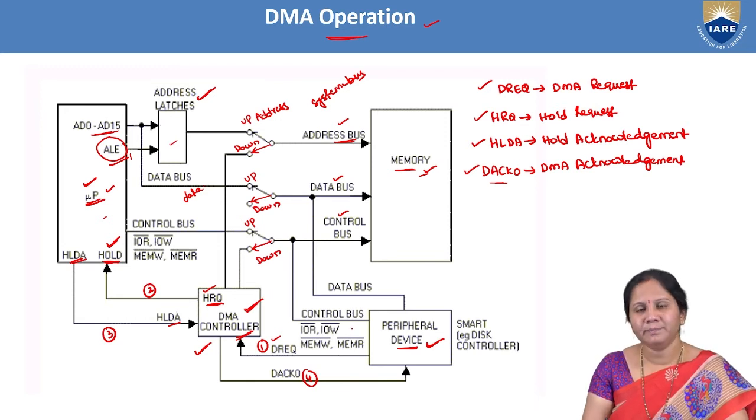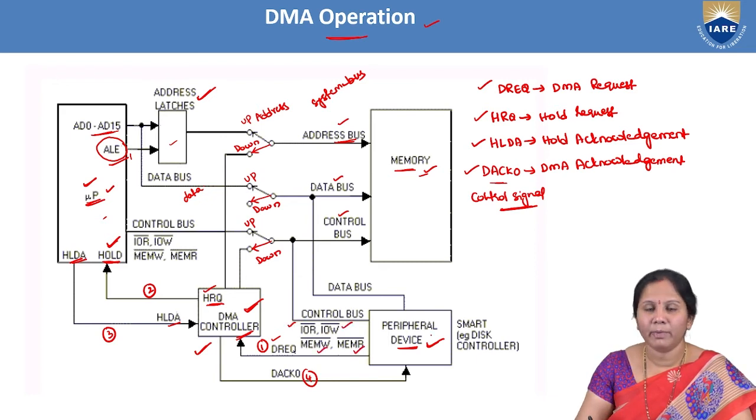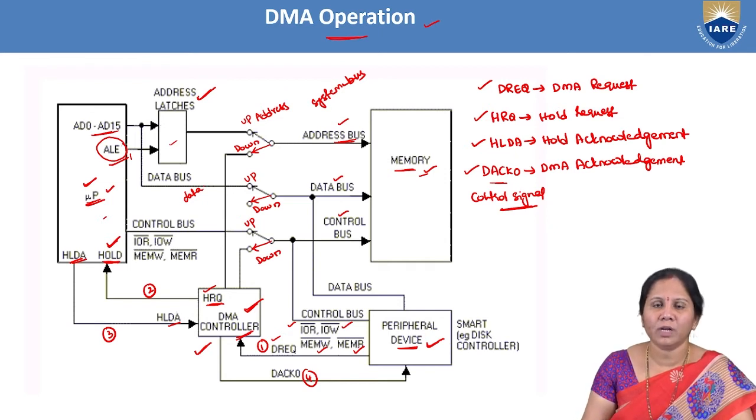And we can observe that there are different control signals available here, which play a major role. The control signals are IO read, IO write, memory read and memory write. These are the four control signals that will be connected to the control bus. How will they be interconnected? In this DMA controller we have the same control signals, and in the 8086 microprocessor also we have IO read, IO write, memory read and memory write signals.